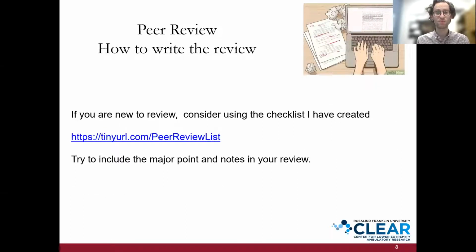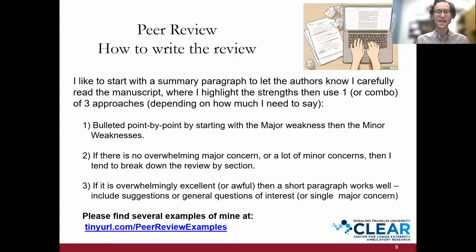When you are writing your review, especially if you're new to the process, I've included here a link to a peer review checklist that will allow you to take notes on important aspects to consider in each of the different sections of the manuscript, which you can then look at to determine what are the strengths and what are the weaknesses, and use when writing up your final review. I find that this is a very helpful tool for those of you that may be new to peer review.